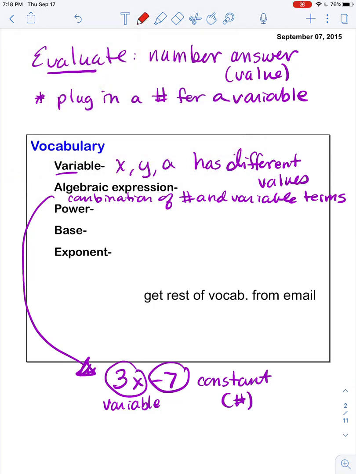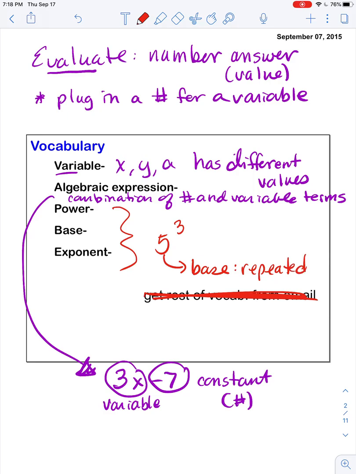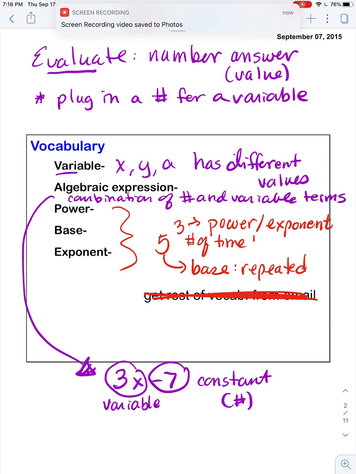All right, so let's take a look at these three terms. These are easiest if we look at an example. If I have 5 to the third power, this 5 is called the base. And that is what's going to get repeated because this is all representing repeated multiplication. This is going to be the power or the exponent. Those mean the same thing, that little number that's up high, and that's telling you the number of times to repeat the base.